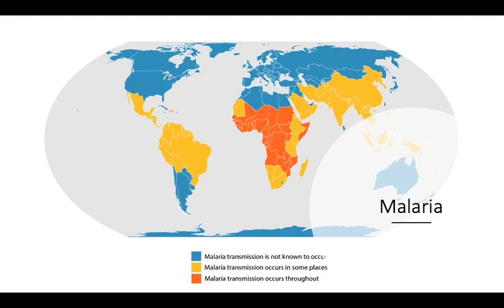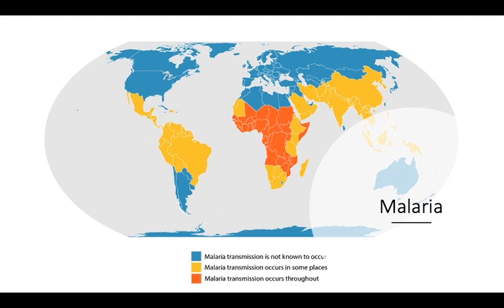Right, so now we're going to move on to malaria. So we're about halfway through the lecture. Okay, so malaria is a mosquito-borne life-threatening infectious disease which is transmitted by the female Anopheles mosquito.